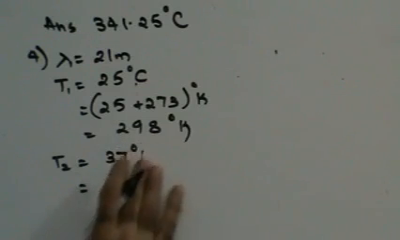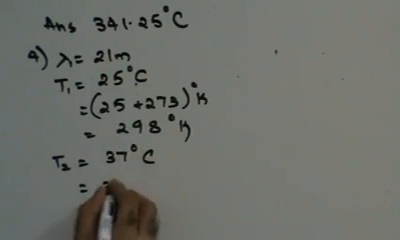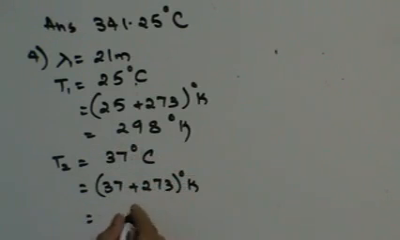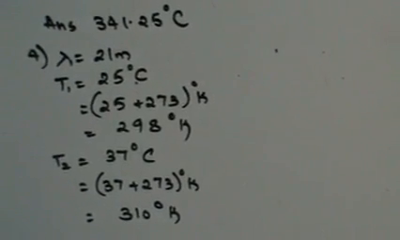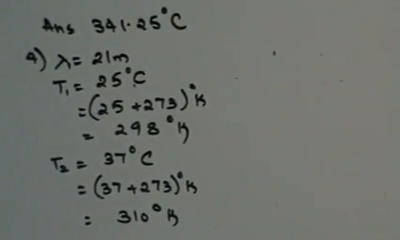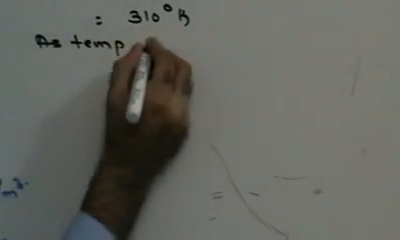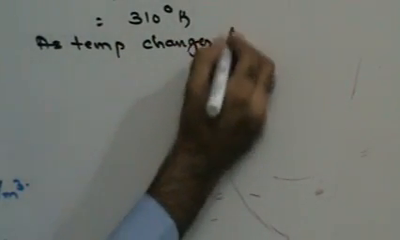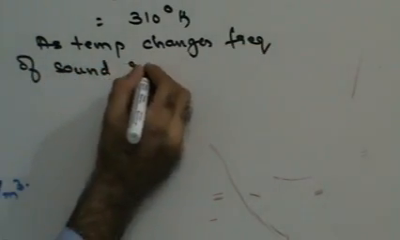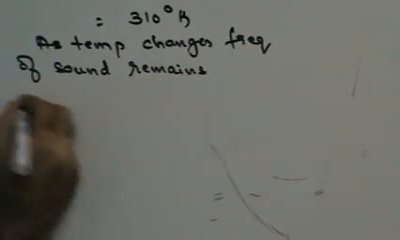First convert this into the Kelvin scale. How do I do that? This is 37 plus 273 degrees Kelvin, which is going to be 310 degrees Kelvin. Now once you have this, I can say that as the temperature changes, velocity and wavelength of sound increase, but frequency remains unchanged. As temperature changes, the frequency of sound remains unchanged.